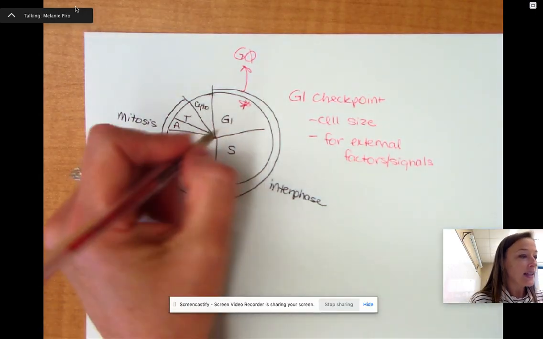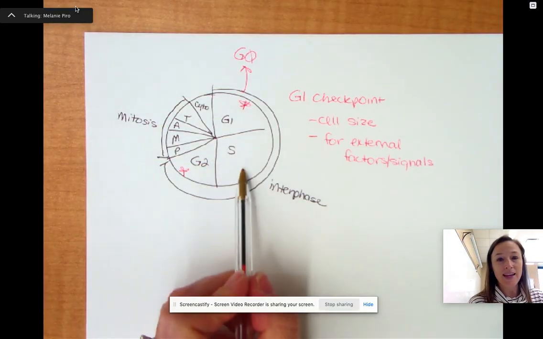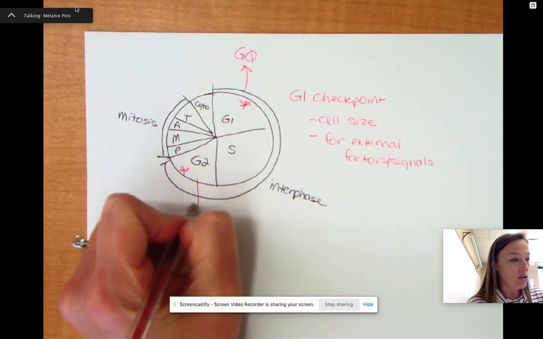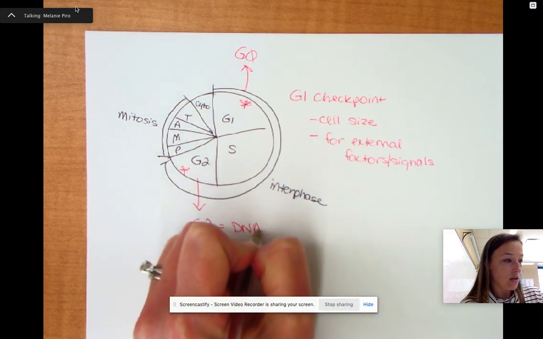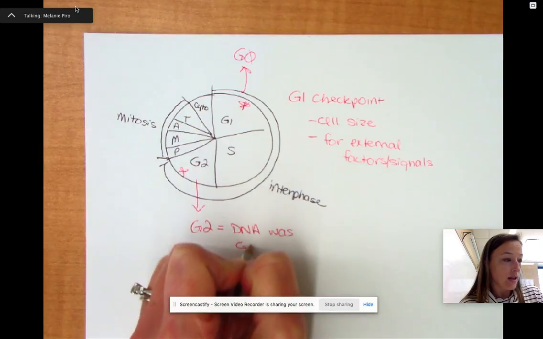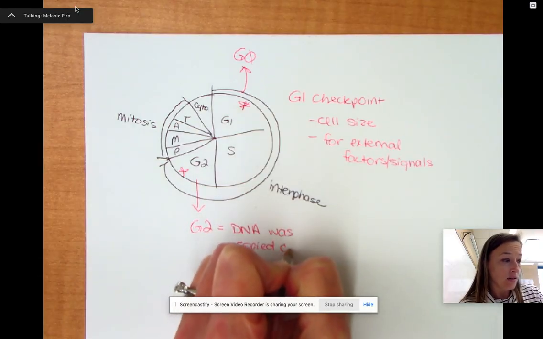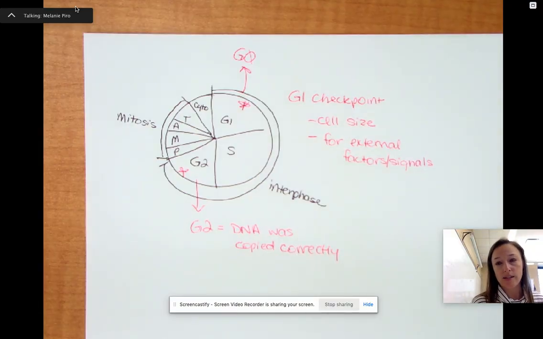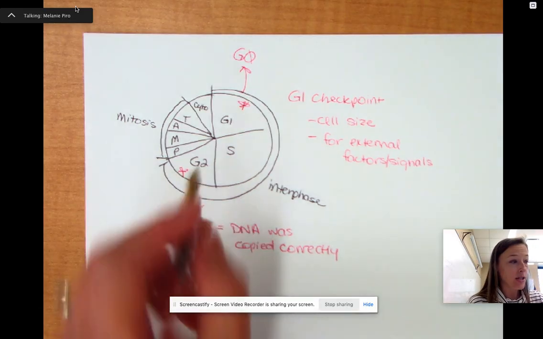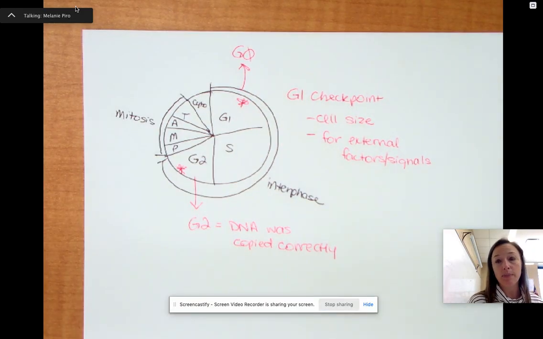All right. The second checkpoint is in G2. Now, if you remember, in the S phase, we copied our DNA. So in the G2 checkpoint, we are going to make sure that our DNA was copied correctly. This means it was copied fully. All 46 chromosomes were copied, and there's no mutations. And if there are any mutations, they'll go and fix it. If there's a lot of crazy mutations and it's just too much for the cell, then it will abandon this whole pathway and go into apoptosis.